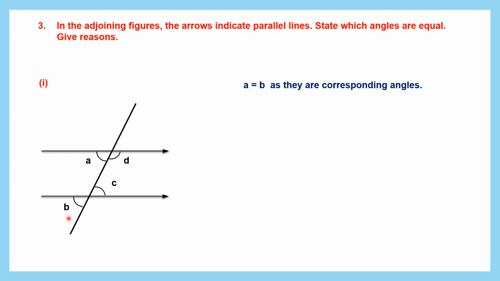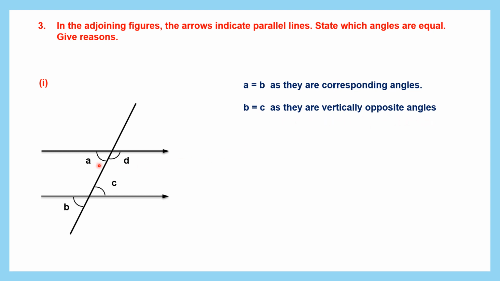Now look at angle B and angle C. You know that they are vertically opposite angles. Now when a transversal cuts two parallel lines, vertically opposite angles are equal. That means angle B will be equal to angle C, whatever the measurement is. So let's write that. Angle B is equal to angle C as they are vertically opposite angles.